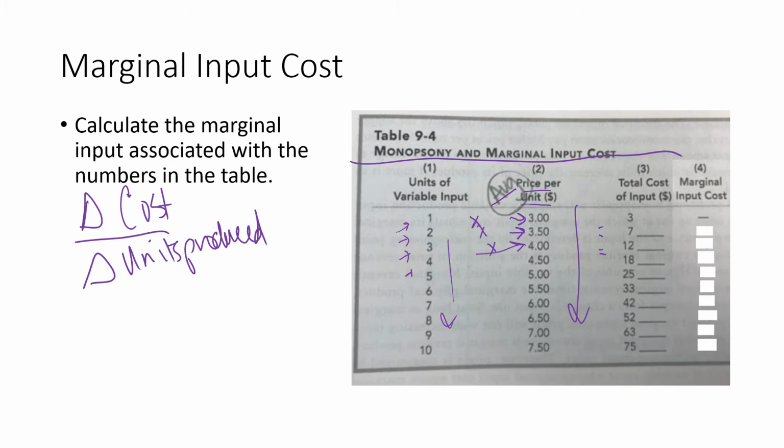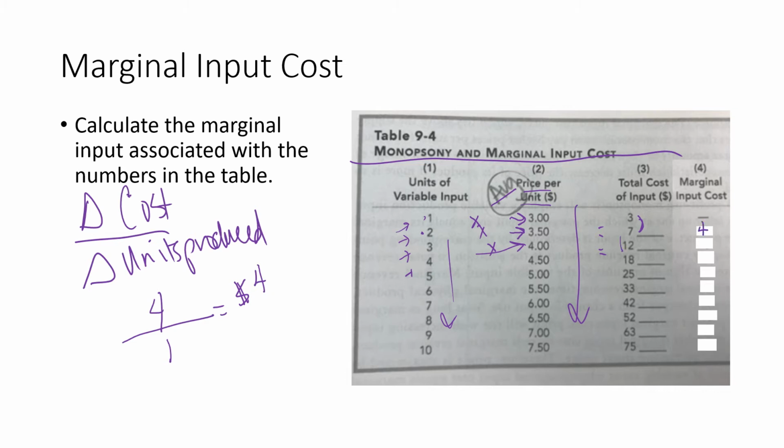So marginal input cost, change in cost divided by change in units produced. So from 3 to 7, our change in cost is 4, right? 7 minus 3 is 4. And divided by the change in units, well, we went from 1 to 2. So we've only changed by 1 unit. So our marginal input cost there is $4.